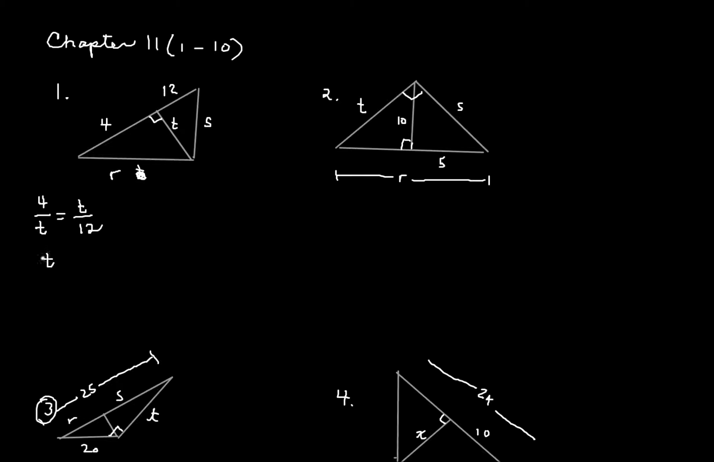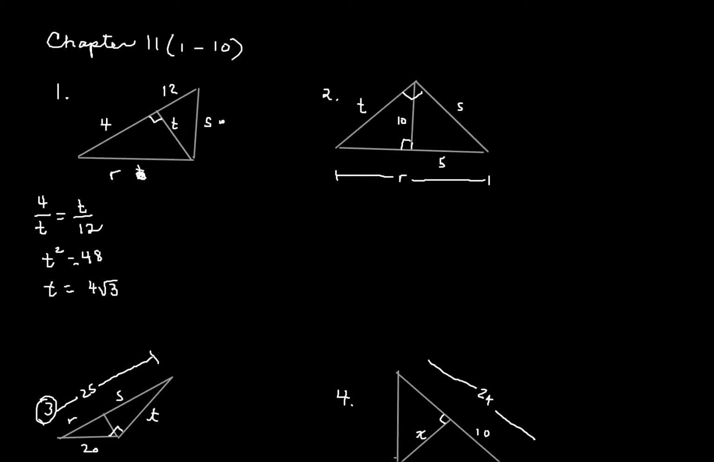You cross multiply, you get T squared. I'm going to go very quickly with the calculations. So you get T squared equals 4 times 12. So we're going to get T equals, if I simplify that, 4 square root of 3. That would be 16 times 3. Square root of 16 is 4. All right, so we have our T.